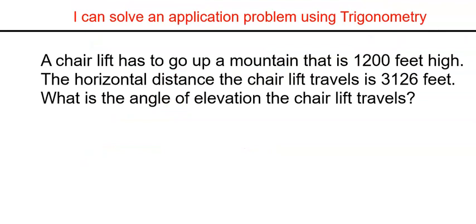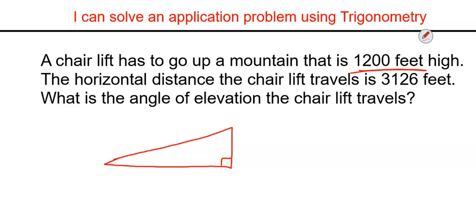All right, next one. A chairlift has to go up a mountain that is 1,200 feet high. The horizontal distance the chairlift travels is 3,126 feet. What is the angle of elevation the chairlift travels? So when you're given a lot of information like this, you know that these are all going to be right triangles. So sometimes before I even really start reading, I'll just create myself a right triangle and fill stuff in. And if the picture doesn't really match the situation perfectly, it's not that big of a deal.